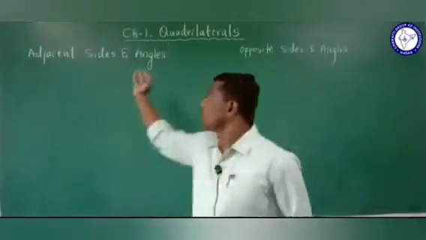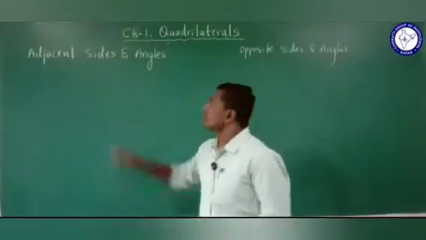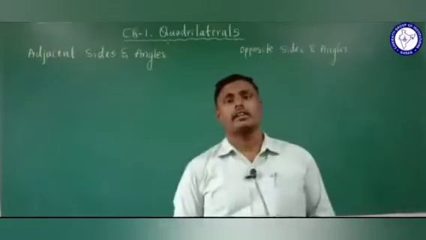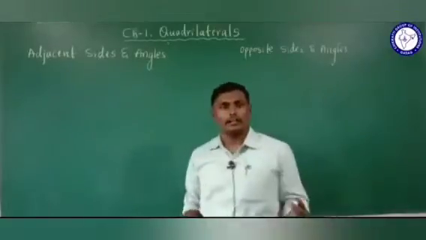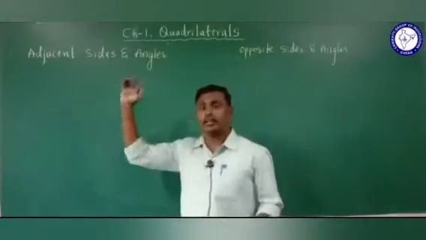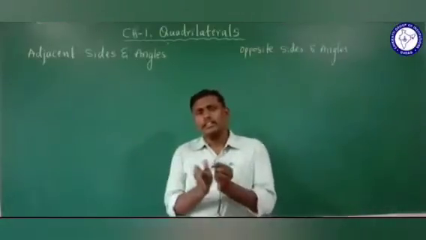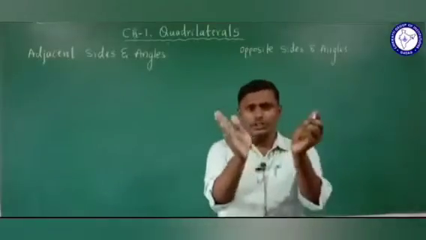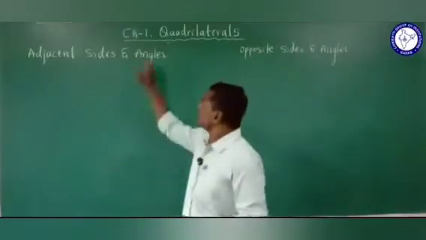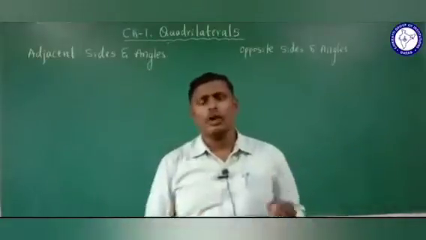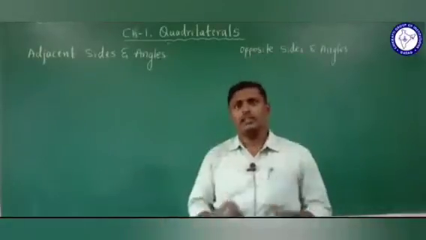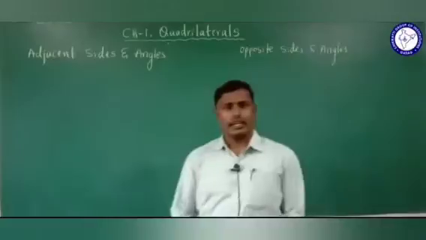Let's move to the next concept, adjacent sides and adjacent angles. You already learnt adjacent angles and adjacent sides in the previous year, right? Adjacent sides means the two sides which originate from the same point or same vertex. Adjacent angles means the two angles which are formed by a common side.